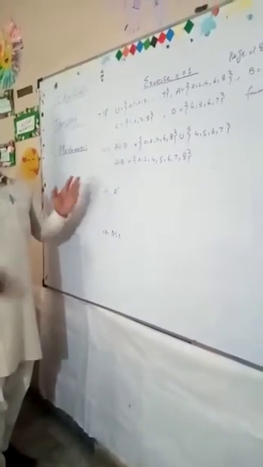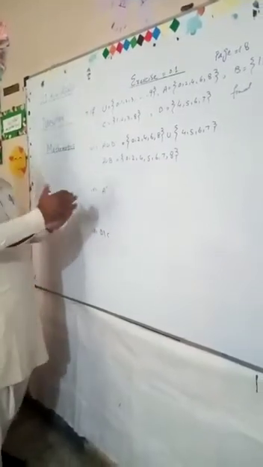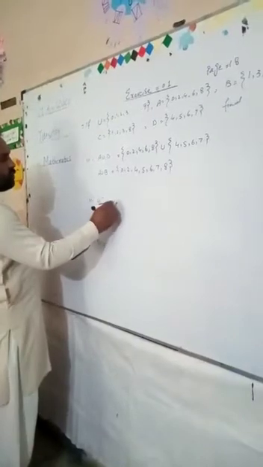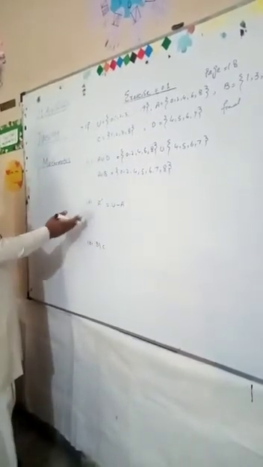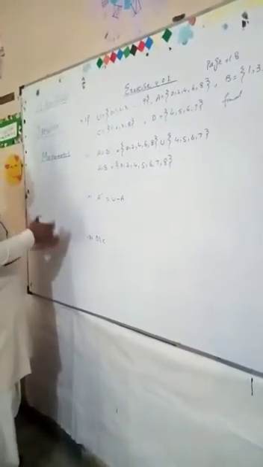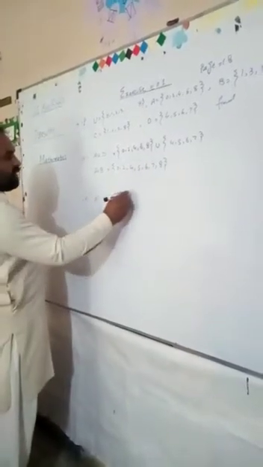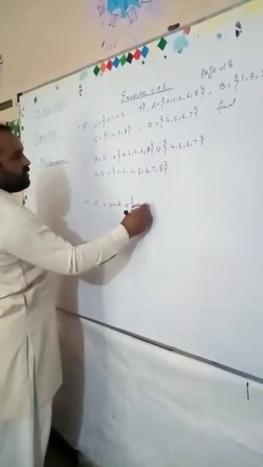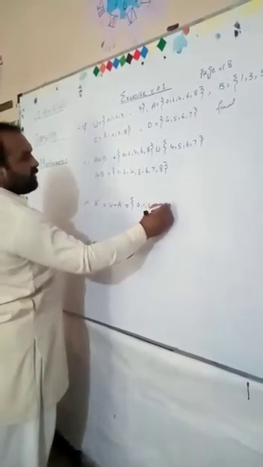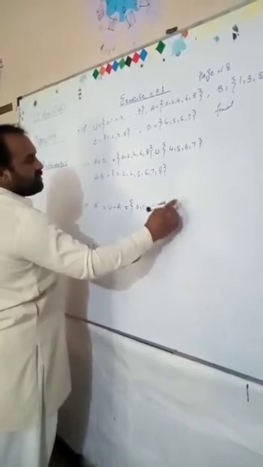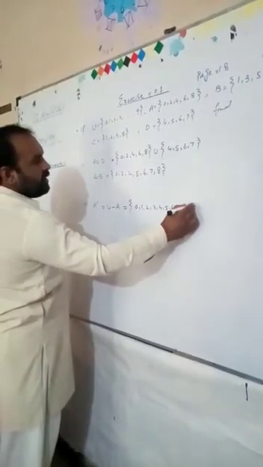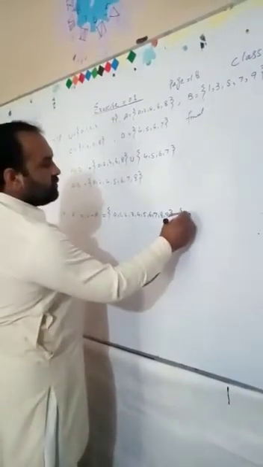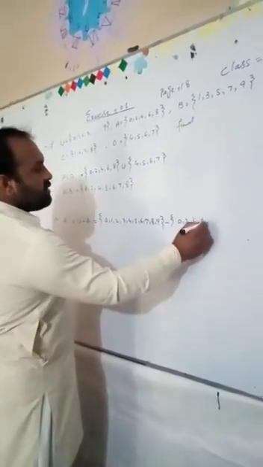Next, part number 5, A complement. Complement means U minus. This set is subtracted from U. The A complement is U minus A. B complement is U minus B. First, write the U set, 0 to 9: 0, 1, 2, 3, 4, 5, 6, 7, 8 and 9. Minus the A set: 0, 2, 4, 6, 8.